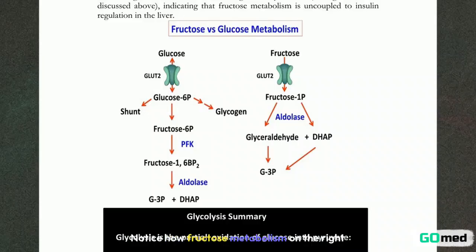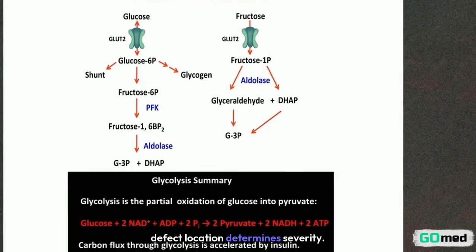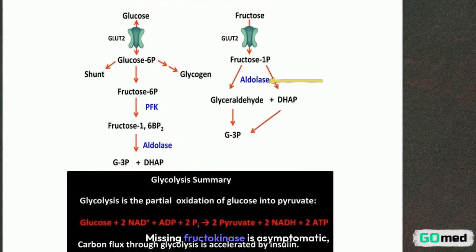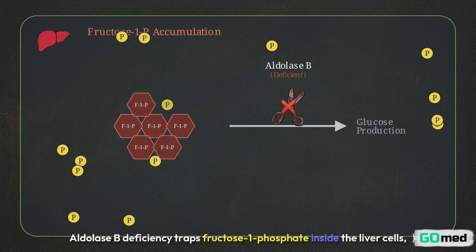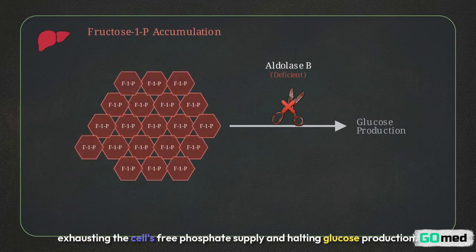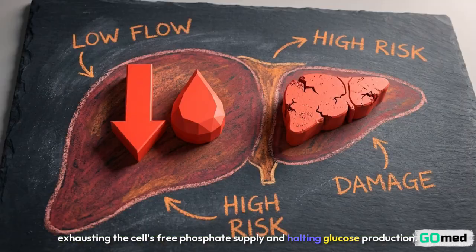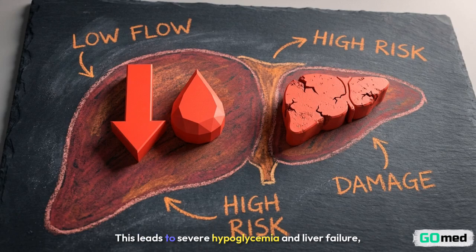Notice how fructose metabolism on the right bypasses the tight regulatory checkpoints of glucose. Because it skips these initial bottlenecks, defect location determines severity. Missing fructokinase is asymptomatic, but a defect lower at aldolase B creates a crisis. Aldolase B deficiency traps fructose 1-phosphate inside the liver cells, exhausting the cell's free phosphate supply and halting glucose production. This leads to severe hypoglycemia and liver failure, known as hereditary fructose intolerance.